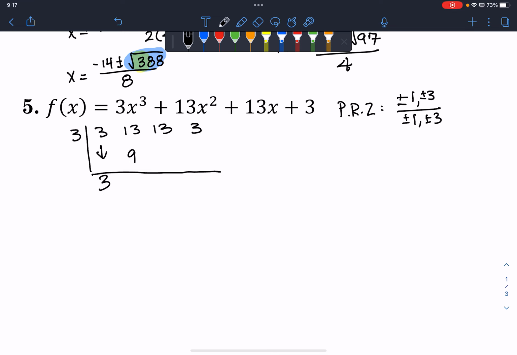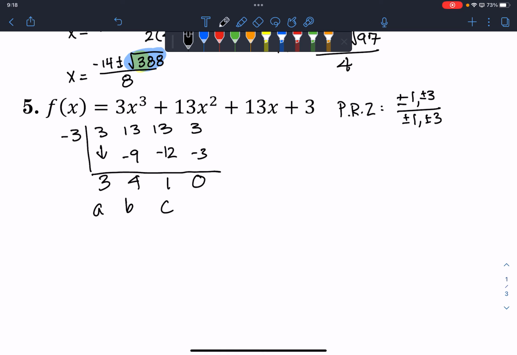This is 9. No, it doesn't seem like it's going to work because it's going to end up becoming 22 and times 3, so no, that doesn't work. So positive 3, no good. Let's see, let's try negative 3. This is negative 9, which is now 4, negative 12, which is 1, and times negative 3, that's negative 3, and that one did work.